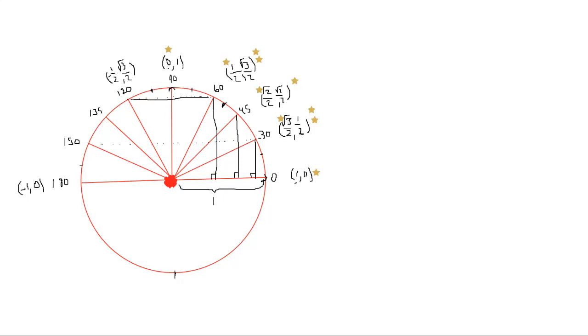What about the 135-degree mark? Well, 135 degrees is opposite 45 degrees. Again, the y values are the same, square root of 2 over 2, but the x values are now switched. So that's going to be minus square root of 2 over 2.